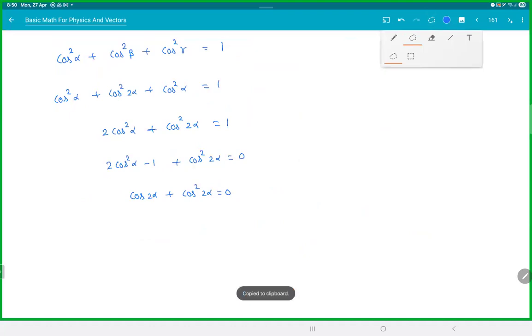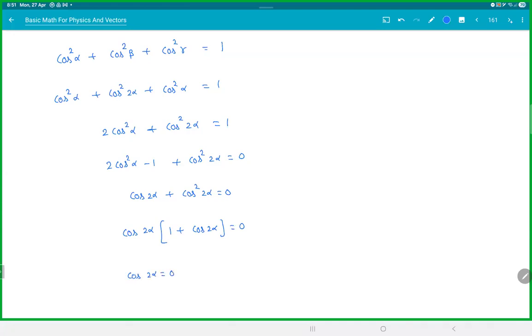That's why I said it is more of a maths question at this point. Take out cos 2 alpha common, you end up with 1 plus cos 2 alpha is equal to 0. So we have either cos 2 alpha is 0 or cos 2 alpha is minus 1. If cos 2 alpha is 0, we get 2 alpha is 90 degrees and we end up with alpha is 45. That's one possibility. Or if you take cos 2 alpha is minus 1, then 2 alpha is 180 degrees and then alpha is 90 degrees.